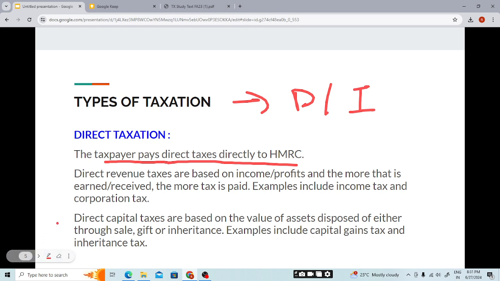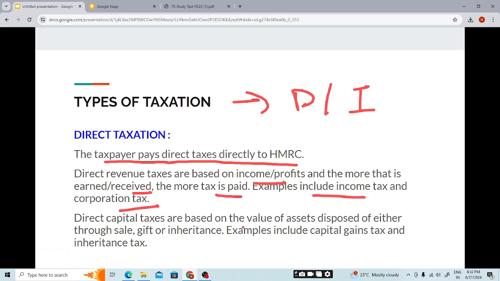So we have studied the types of taxation. Direct tax means the individual pays directly to the HMRC. We have studied that income tax, capital gains tax, corporation tax and inheritance tax are all examples of direct taxation. Direct revenue taxes are based on income or profits, and the more that is earned and received, the more tax is paid. Examples include income tax and corporation tax. You earn more income, you need to pay more tax.